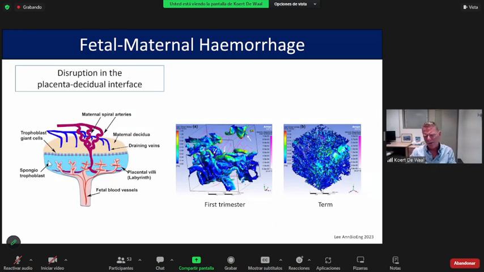We still don't know the exact pathophysiology of fetal maternal hemorrhage. We know it's a disruption in the placenta-decidual interface, but we actually don't know why it happens, and why it happens probably a little bit more in term babies than in preterm babies. This is a great study where they used computer modeling, looking at the shear wall stress on each of the vessels within the placenta. As you can see, with the density of the placenta vessels and increasing gestational age, there's actually less wall stress on these particular vessels. So the exact mechanism for fetal maternal hemorrhage is still not known.